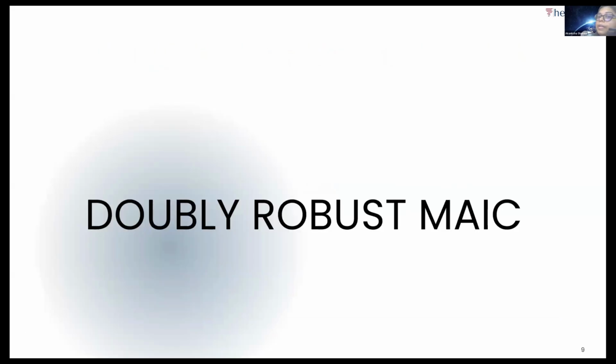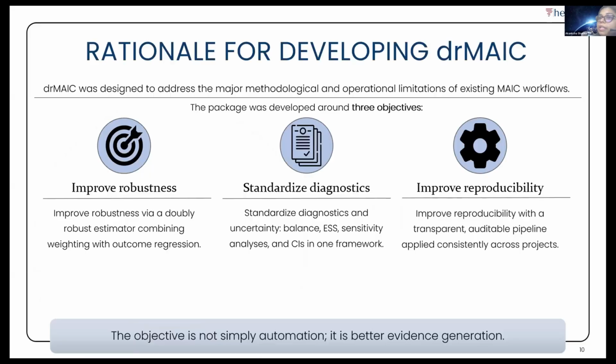So, how do I address both sets of challenges, methodological and practical, in a single tool? That's where drMAIC comes in. drMAIC was designed around three objectives: each maps directly to the limitations I just covered. The first is to improve robustness by implementing a doubly robust estimator that combines inverse probability weighting with outcome regression. So I'm not relying on a single model being right.